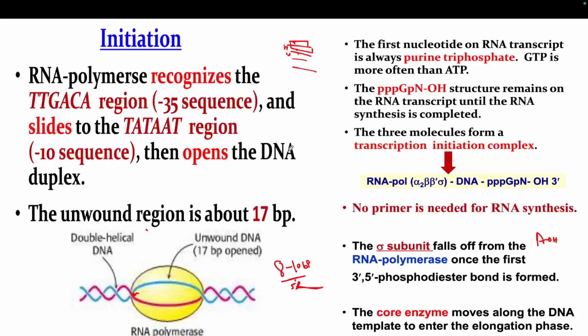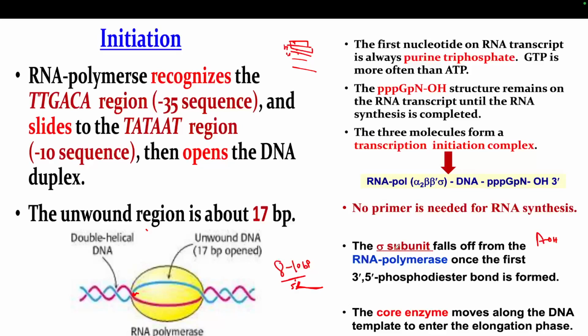This consensus sequence will be recognized by the sigma factor, and once it is recognized, the RNA polymerase goes and sits on that particular site and starts the synthesis of RNA. This particular complex is called the ternary complex, because here the DNA and RNA, which has started to be synthesized a little bit, and the RNA polymerase are all there.